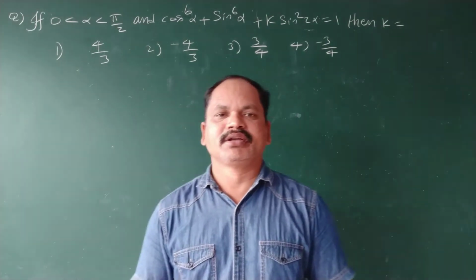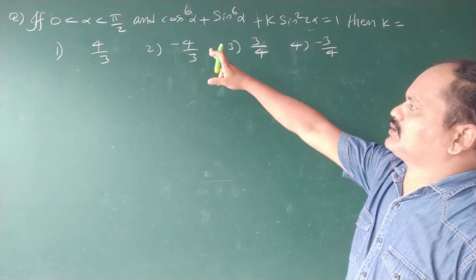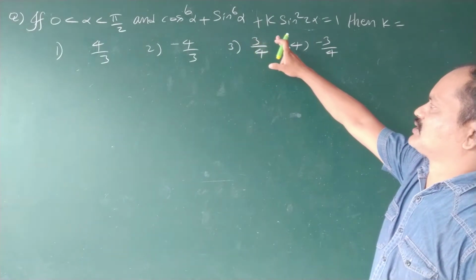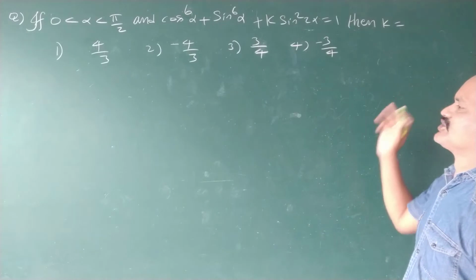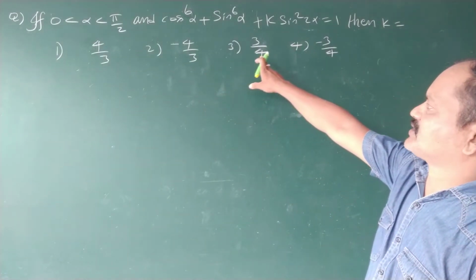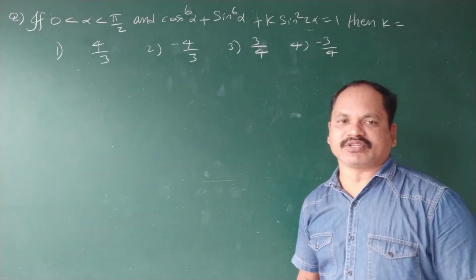Now the question: if 0 less than alpha less than pi by 2 and cos power 6 alpha plus sin power 6 alpha plus k sin square 2 alpha is equal to 1, then k is equal to? First option 4 by 3, second option minus 4 by 3, third option 3 by 4, and fourth option minus 3 by 4. Now we have to solve this question.